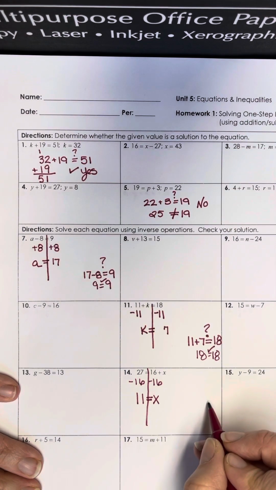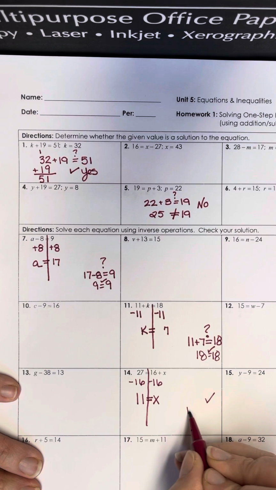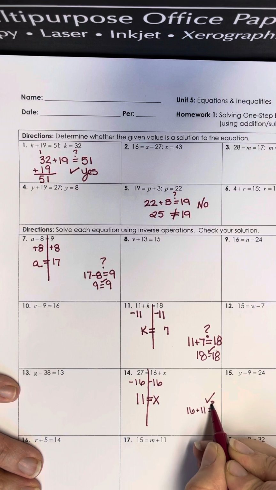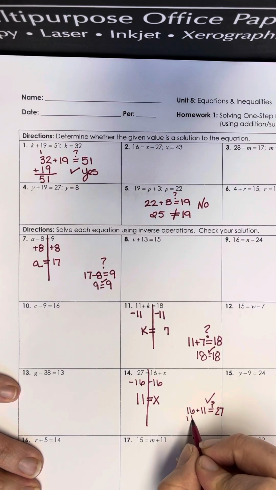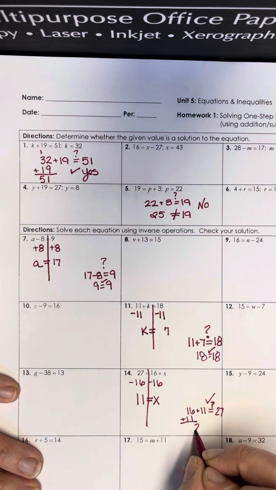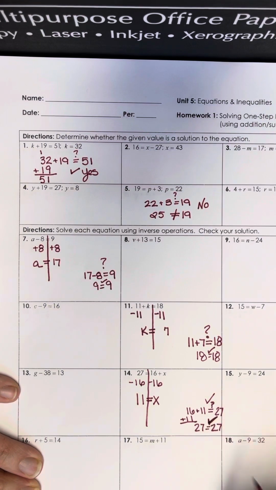Okay, so we go over here and check it, and we do 16 plus 11. Does that equal, question mark, 27? Okay, so we would put it up so that we can see it. 27 does equal 27, so it works. My answer is correct.